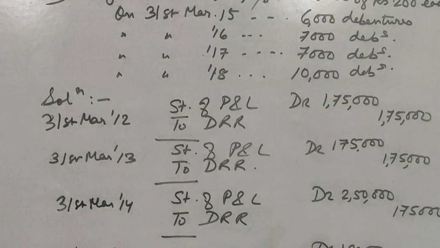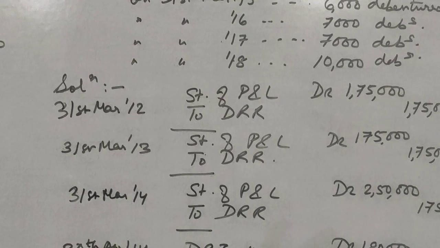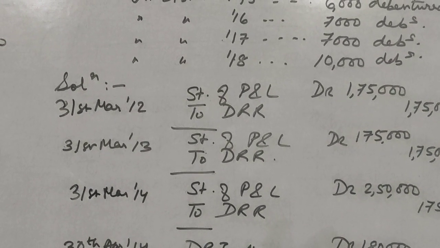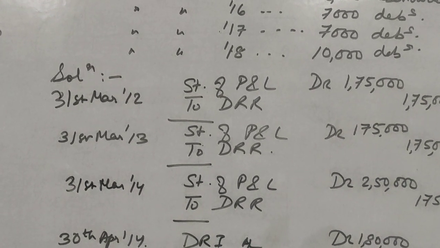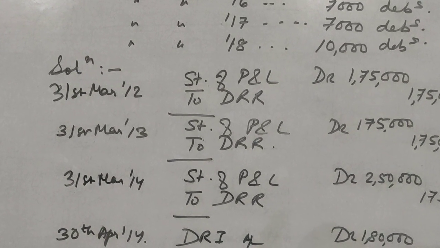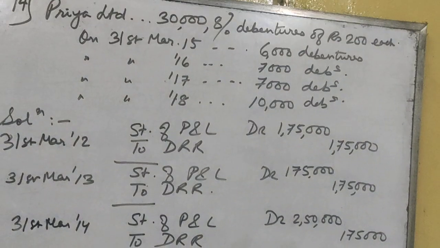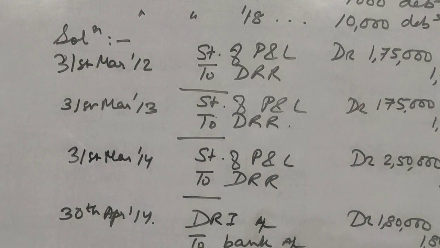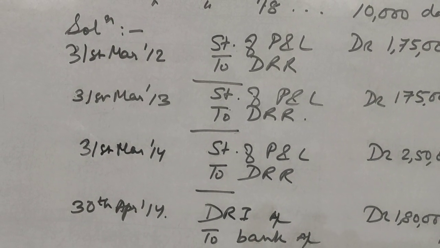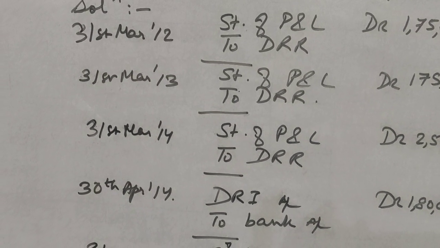It was decided to invest or transfer 1,75,000 each to debenture redemption reserve on March 31st, 2012 and on March 31st, 2013, and the balance as and when required. So, record necessary journal entries, ignore entries for payment of interest.